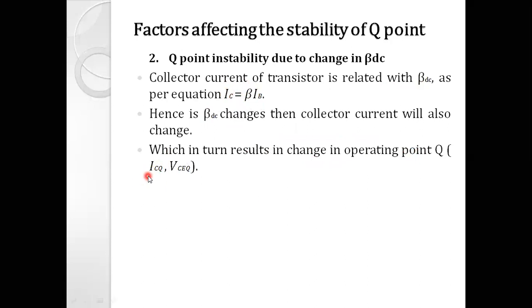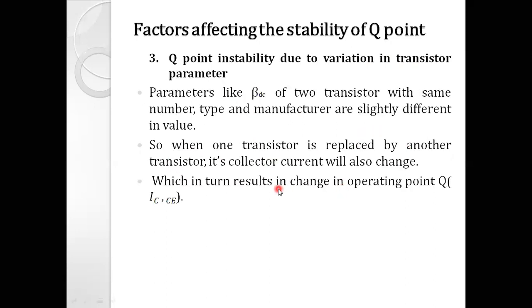So if IC gets increased, then the operating point moves towards the upside. And if ICQ decreases, that means if beta DC decreases, then IC decreases, and the operating point shifts towards the downside. And this is the third parameter because of which we may face instability in the operating point, and that is the transistor parameters.